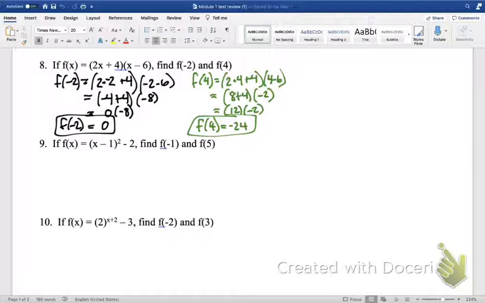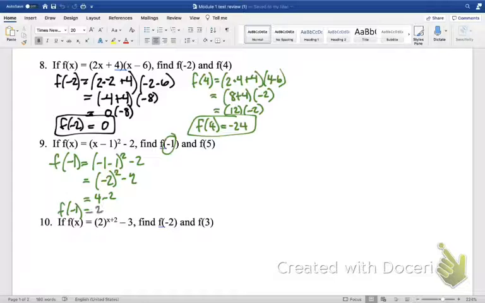Number 9. When x is negative 1, find out what f of x is. So negative 1 minus 1 is negative 2. So f of negative 1 is 2.